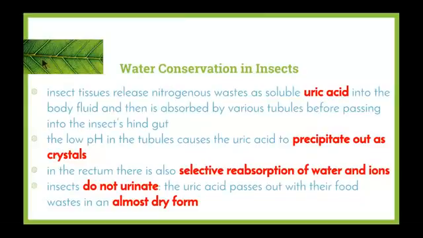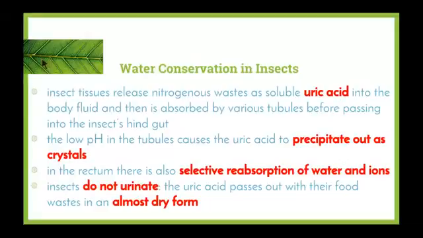So water conservation in insects is a little bit different to the other types of animals that we've talked about so far. Insect tissues release nitrogenous wastes as soluble uric acid into the body fluid. This is then absorbed by various tubules before passing into the insect's hindgut. The low pH in the tubules causes the uric acid to precipitate out as crystals. So it's a little bit different to the way that we get rid of our nitrogenous wastes. There's a lot less water involved with the uric acid.